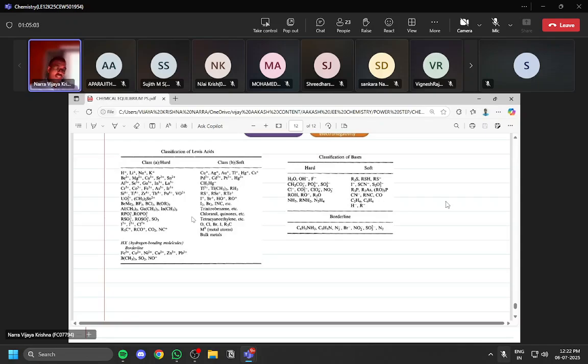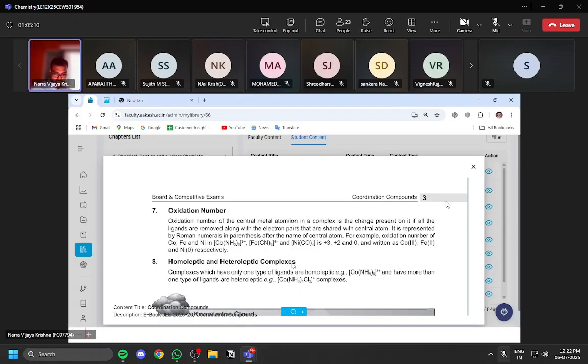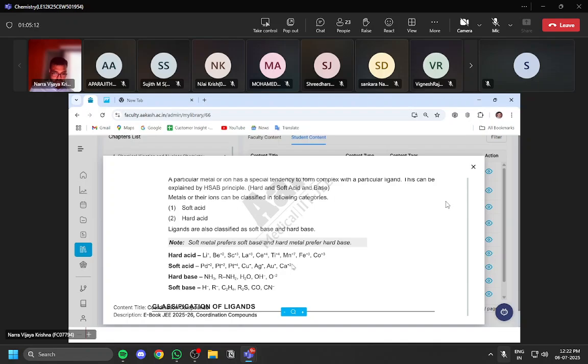This is about HSAB. Now, open your target booklet, what they have given in it. Same thing. They also gave the same list. Soft acids, hard acids. Ligands are also classified as soft bases, hard bases. What they said: soft metals prefer soft bases, hard metals prefer hard bases. Simple. Clear?